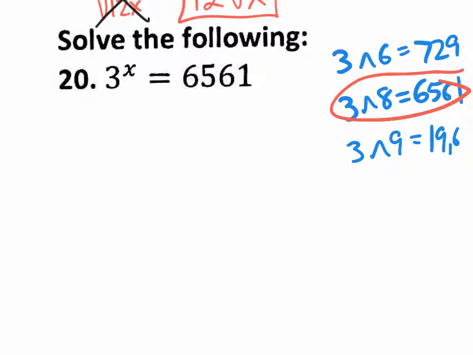So this is the deal, guys. That 3 to the x, we're going to leave it 3 to the x. Then there's an equal sign. And the 6,561, we're going to change that to 3 to the 8th. Exactly. And now that we have the same exact base, now we could just delete the bases. You could just scratch out that 3 and that 3. What's going to be left?